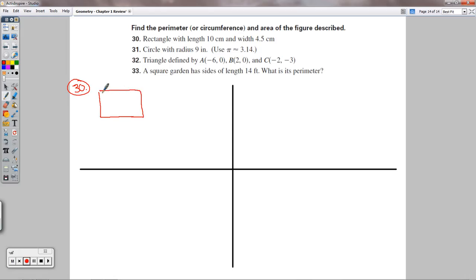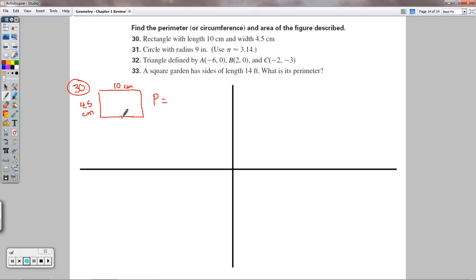So hopefully you understand that these are supposed to be perfectly parallel and perfectly perpendicular to each other as well, even if it doesn't look like it. So 10 centimeters for the length and 4.5 centimeters for the width. And so what's the perimeter? Perimeter, remember, you add up all the sides. Think about walking around the perimeter of a building. You would just walk around the outside of a building. Same thing holds true here.